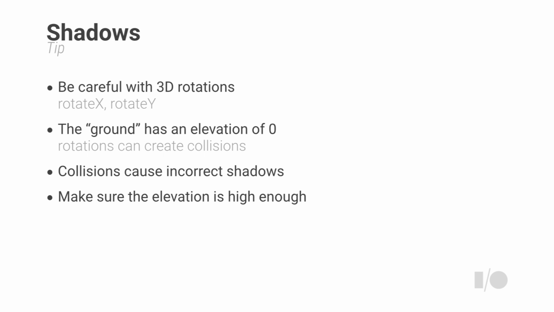But the shadow system will think the ground is intersecting with your view, and you're going to get a bunch of artifacts. So if you want to apply 3D rotations to your view, make sure that you set an elevation that's high enough that when you rotate the view, it doesn't collide with the view hierarchy plane. You can compute it, it's simple trigonometry, or you can just play with values until it looks good.